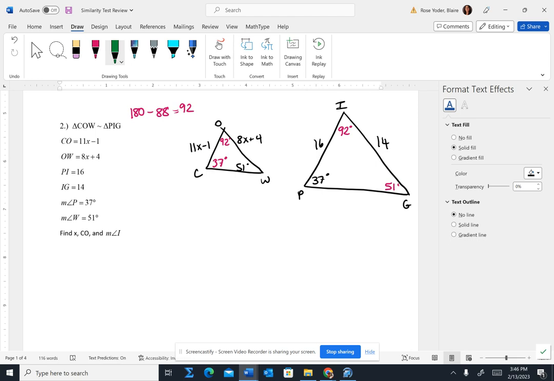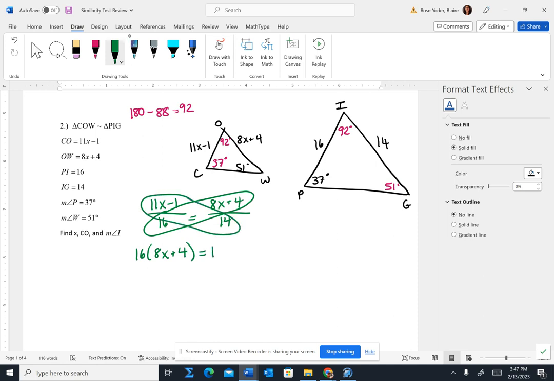Now let's set up a proportion to find x. So the 11x minus 1 side corresponds with the 16, and the 8x plus 4 side corresponds with the 14. So now let's do our cross multiplying. Just to stay organized, I'm going to wait to distribute. I'm just going to write down the 16 and then parentheses 8x plus 4 and the 14 parentheses 11x minus 1.